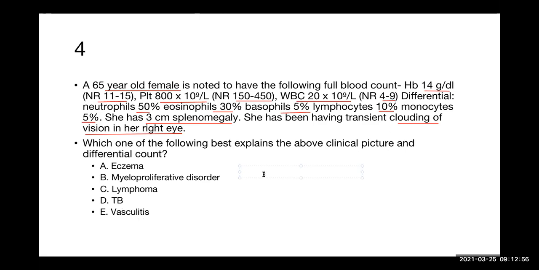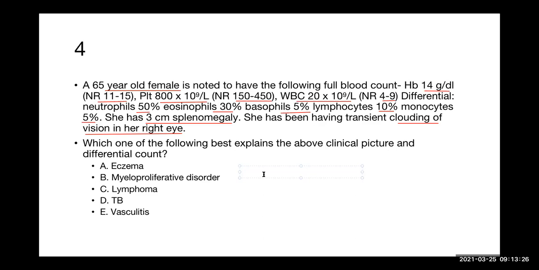And all types of WBC are elevated, but most of them are from the myeloid series. And the patient also has splenomegaly, and that clouding of vision is because of hyperviscosity, because the blood is populated. Excellent. The reason which he has given and the option which he has chosen is absolutely correct. Very good. There's a good concept here.